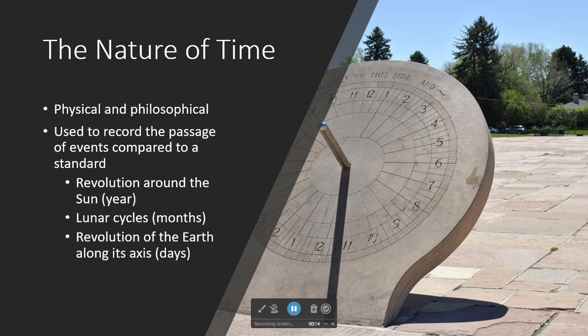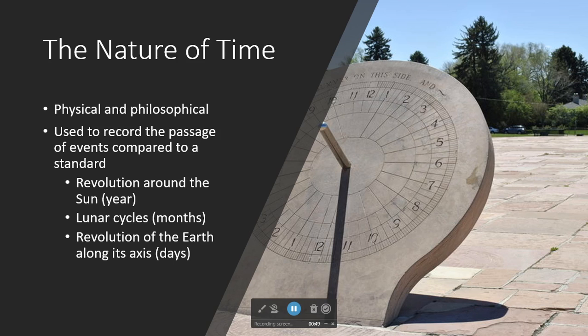Before we begin, we're just going to briefly touch on the nature of time, and you'll read a little bit more about this on the Top Hat page. But the nature of time is really a physical and a philosophical question. So the way that humans really record the passage of time is by creating a standard or a reference. In the past, and still today, we record the passage of events compared to the revolution around the sun. That would be our year. We revolve around the sun over 1 year.